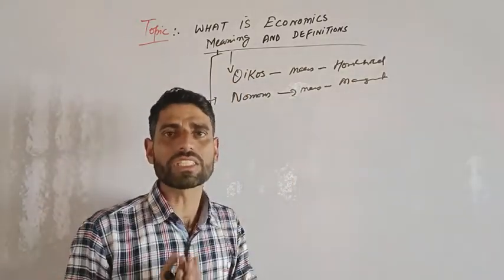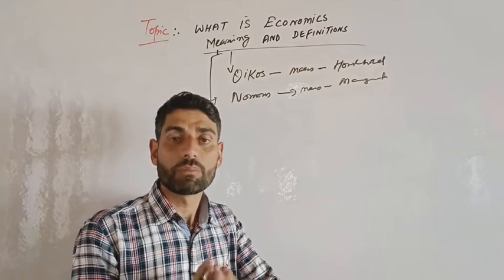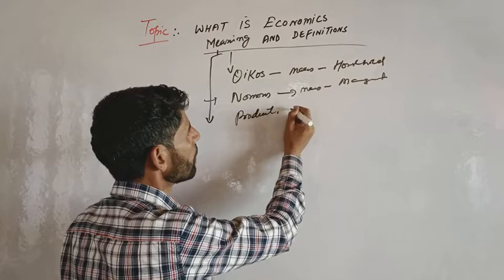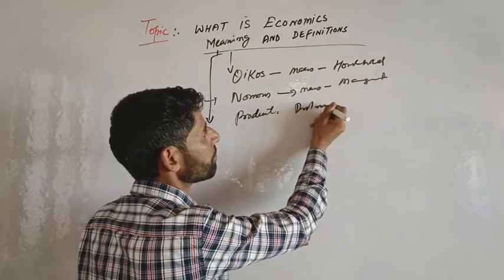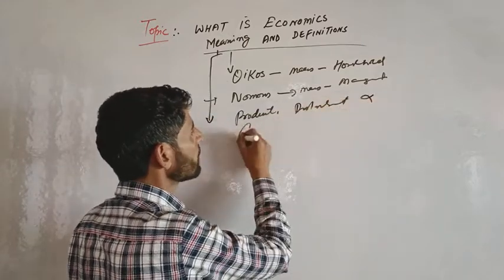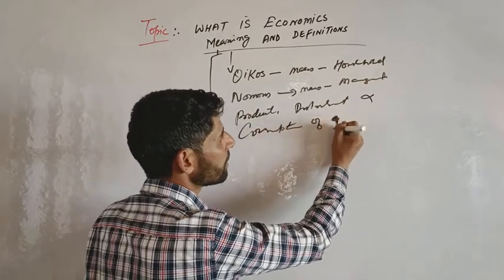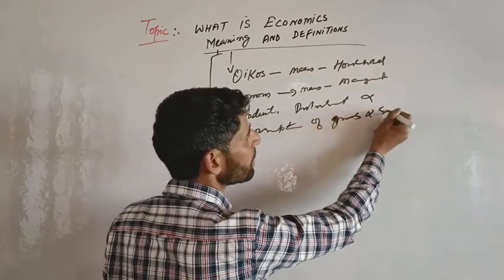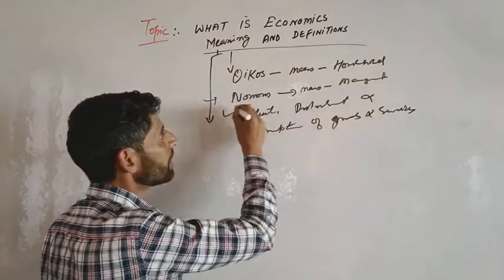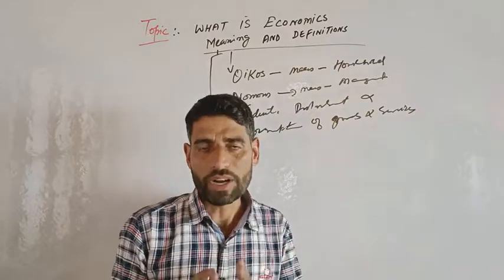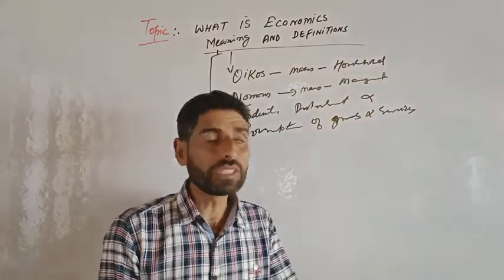Economics is a social science concerned with production, distribution, and consumption of goods and services. So economics is related to what? It's related to production, distribution, and consumption of goods and services.